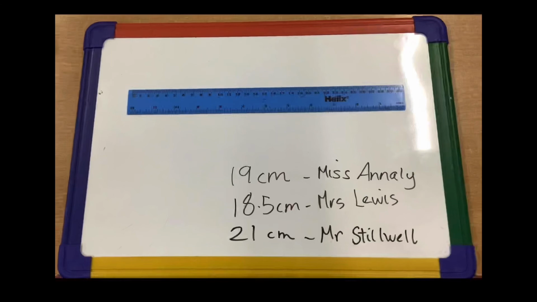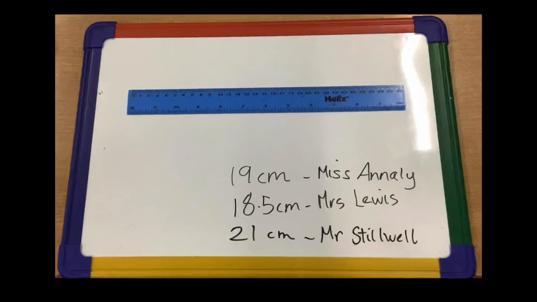As you could tell, the teachers all got a bit silly measuring their hands. We did measure Mrs. Flanagan's, but it was exactly the same as mine, so we didn't put hers on the list. So mine was 19 centimetres, Mrs. Lewis's was 18.5 centimetres, and Mr. Stillwell is 21 centimetres. So that is the hand span, how far they could stretch their hands across. So there's a difference between mine and Mr. Stillwell of 2 centimetres. His was 2 centimetres wider and 2.5 centimetres wider than Mrs. Lewis's.